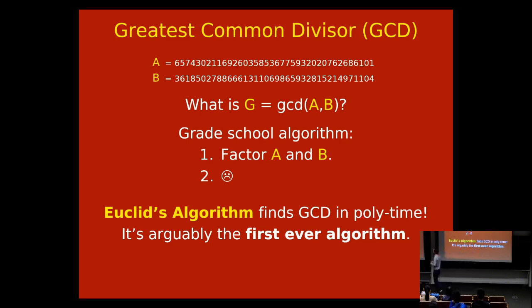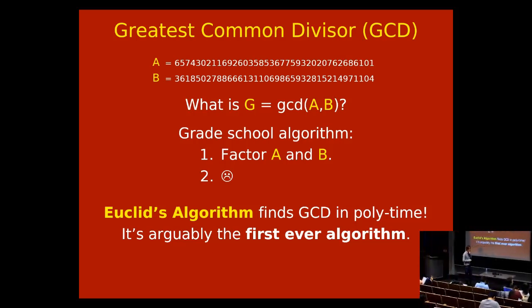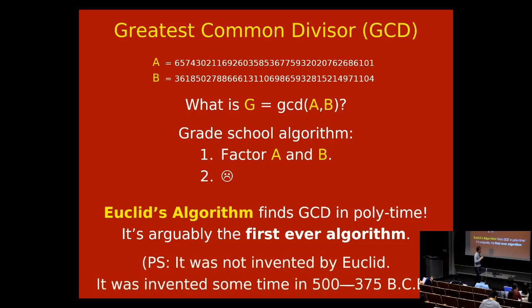And I'll explain to you Euclid's algorithm for doing this. Actually, I think Professor Utta mentioned this even in the first lecture. And what's pretty cool about this is it's really the first algorithm ever. It's a really old algorithm. Also, it was not invented by Euclid. It was invented maybe a couple hundred years before. Euclid just summarized a lot of known mathematical knowledge in his books. But it's called Euclid's algorithm anyway.